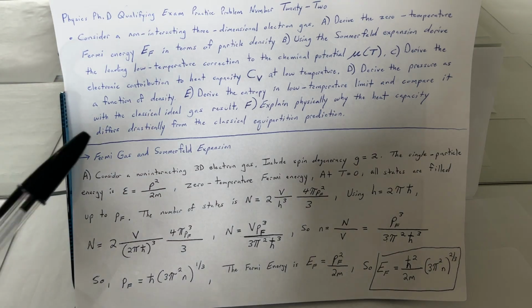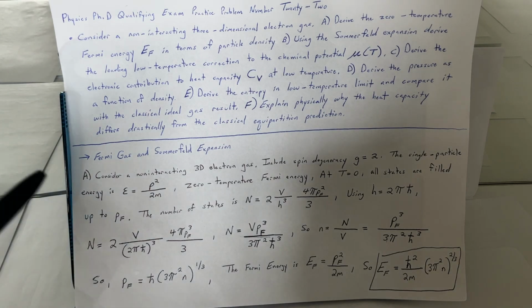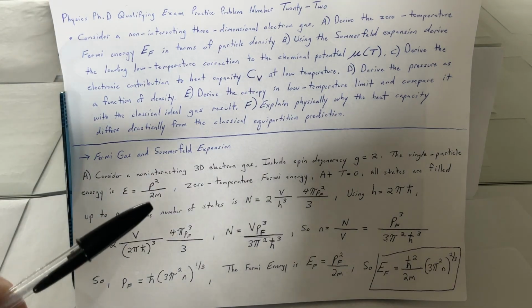Okay, so this is a Fermi gas and Sommerfeld expansion problem. So for part A, deriving the zero temperature Fermi energy, E sub F, in terms of particle density, we consider a non-interacting 3D electron gas. We include the spin degeneracy, g equals 2. The single particle energy is equal to p squared over 2m.